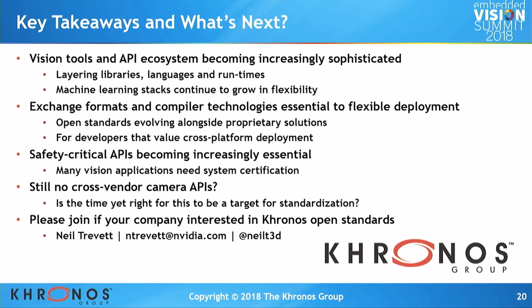And so to summarize, the whole ecosystem continues to become increasingly sophisticated. The layering of libraries and languages and runtimes is providing a lot more deployment and acceleration flexibility. The exchange formats and the intermediate representations in particular are kind of new kids on the block that are going to play a key role. Safety critical is important, and I think we need a camera API, so let us know if we should do it. Okay, thanks very much.